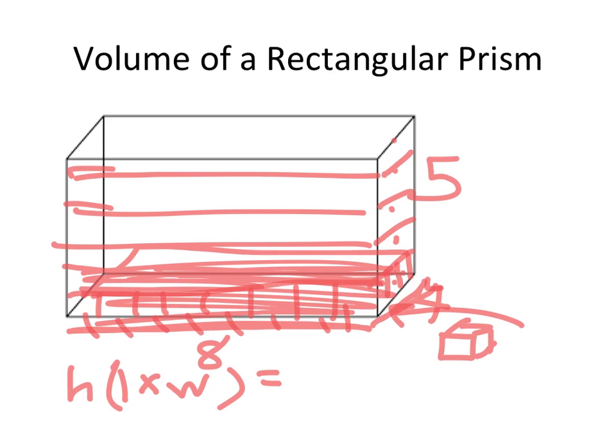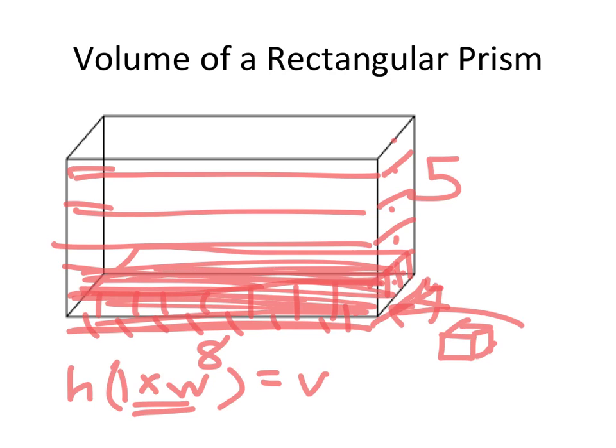So the formula for finding the volume of a rectangular prism then is length times width to get how many cubes are in the bottom, times height to figure out how many of those rows there are. And that will give us the volume of the rectangular prism.